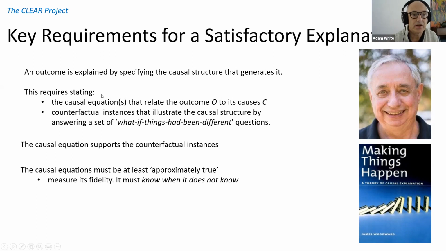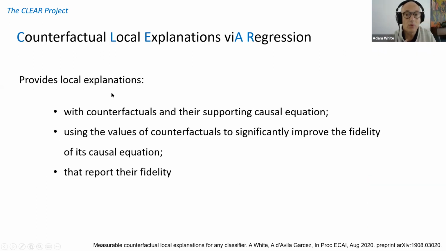Okay, having decided on the requirements for an explainable AI system, we then came up with CLEAR. And CLEAR provides local explanations which have counterfactual instances and their supporting causal equation. It uses the values of the counterfactual instances to significantly improve the fidelity of its causal equation. And importantly, it reports its fidelity, so you know when you can trust it.